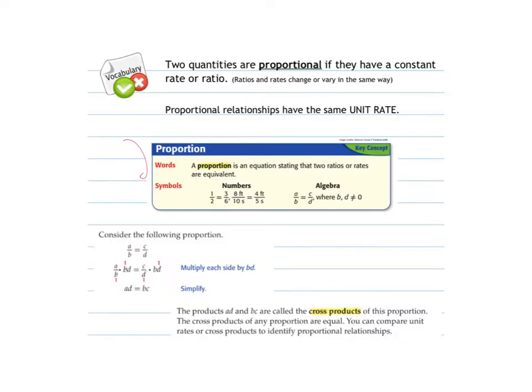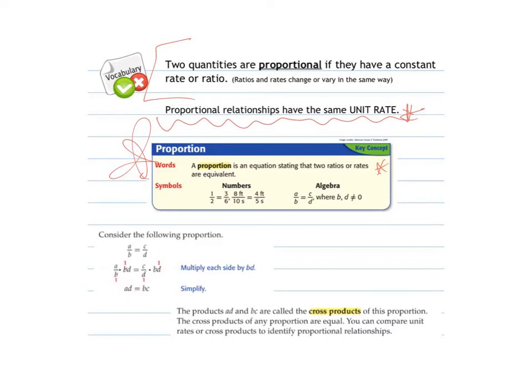All right, so we're going to start with our definition right here. A proportion is an equation saying that two ratios or rates are equivalent. That means that proportional relationships have the same unit rate. I would definitely write these two things in your notes. Two quantities are proportional if they have a constant rate or ratio.